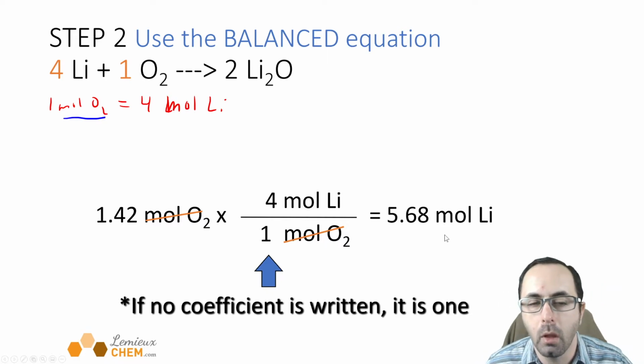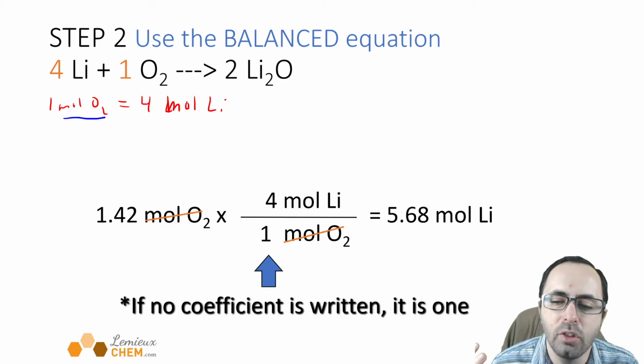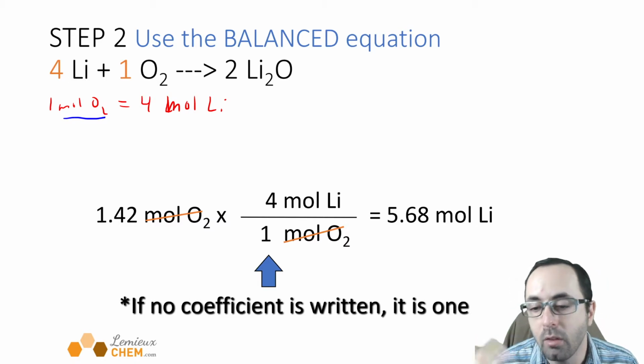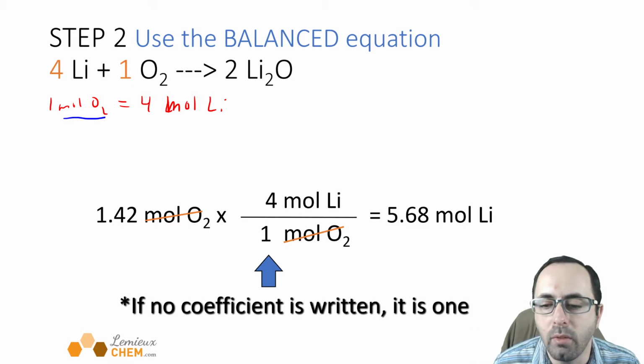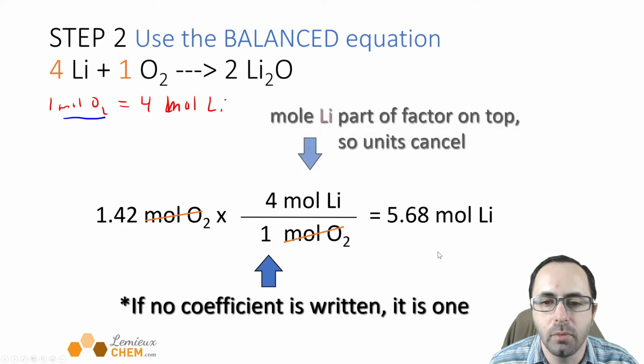5.68 moles of lithium. So now we know how many moles of lithium, but in the question, they asked us how many grams of lithium would be produced. So we're going to have one more step. We've got to convert these moles of lithium to a number of grams.